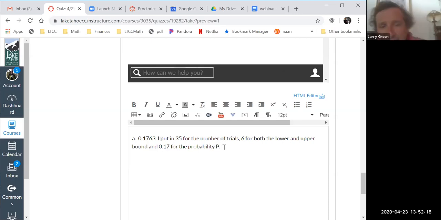And what that does is, let's suppose you made a mistake. Let's suppose you use 85 instead of 35 because, I don't know, you read that age and thought that was the trials. Then I could say, well, you got the lower and upper bound right. You got the probability right. Look at that, you got like 3/4 of the problem. And I'm going to give you 75 or 80% of the points, even though your answer's wrong.